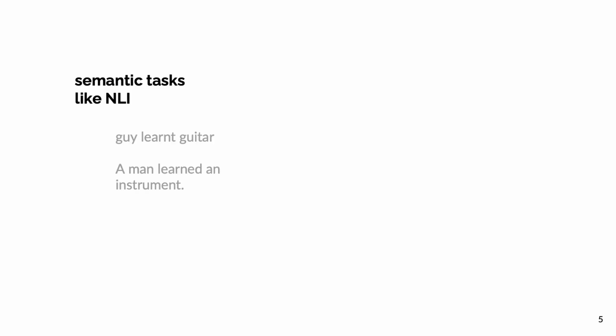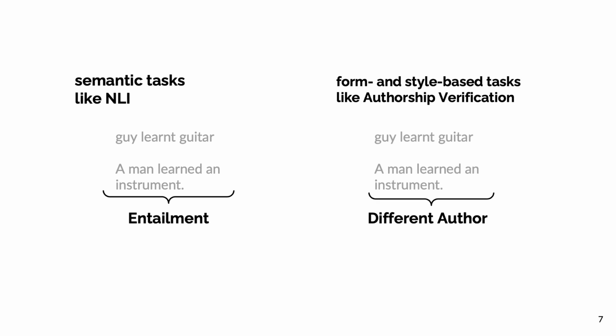Now, very common tasks that we like to look at in NLP, and that have also been looked at in the context of tokenizers, are semantic tasks like natural language inference. So look at this example where we have two sentences: a guy learned guitar and a man learned an instrument. And you probably would say, looking at this task, that one sentence is entailed from the first.